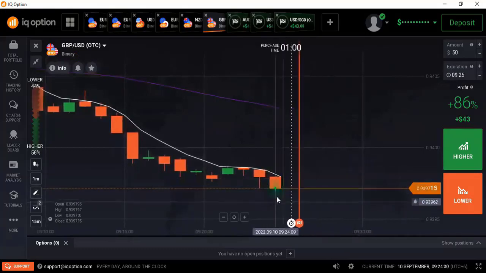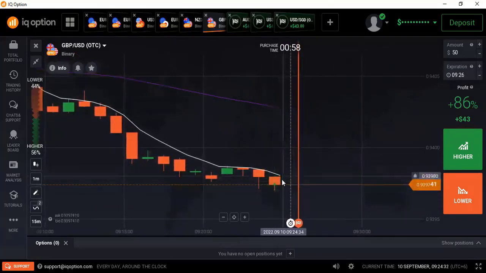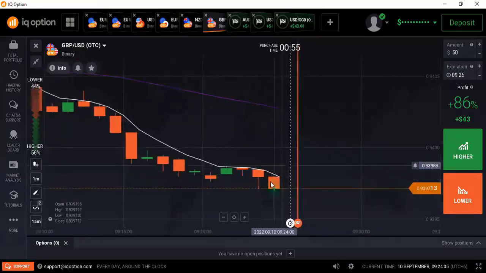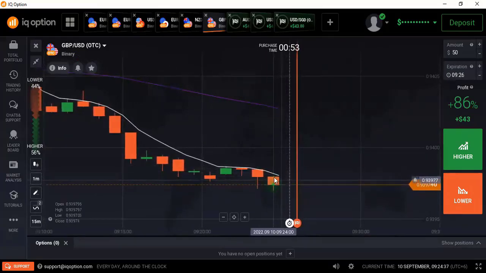Okay, it did not give me a perfect entry point. That's why I didn't place my trade in this candle. Okay, I will take my decision after the closing of this candle.